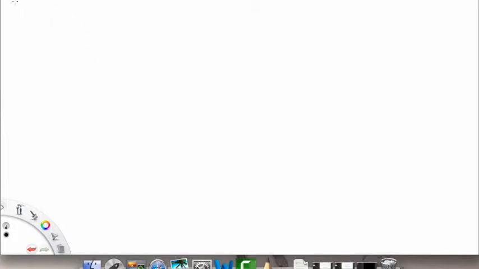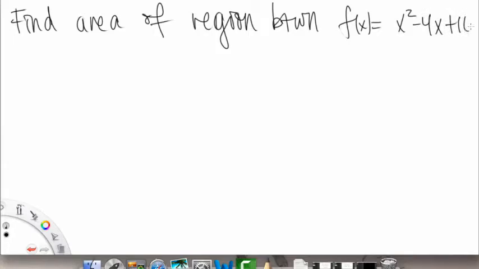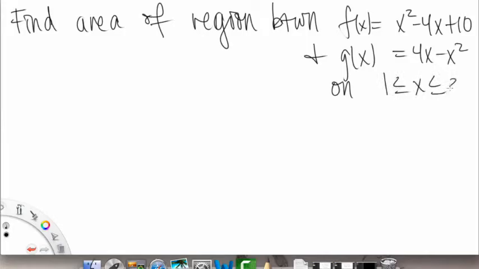So let's say we're trying to find the area of the region between the graphs. I'll give you two functions. f of x is equal to x squared minus 4x plus 10, and g of x is given by 4x minus x squared, on the interval 1 to 3. So that's our a and that's our b: a equals 1 and b equals 3. And these are our two functions.